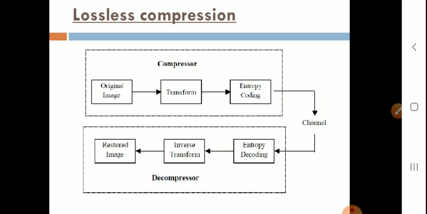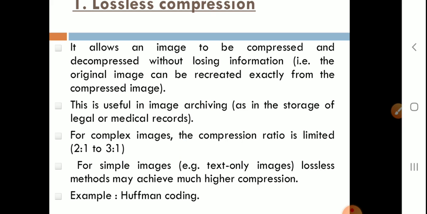On the receiver side the decompression is to be done. It is the opposite of the compressor: the opposite of the entropy coding, and the opposite of the transformation. So entropy decoding is performed, then an inverse transform is performed using the Fourier transform or some other method, and then we can restore the image to its original form. So lossless compression mainly reduces the image size without compromising the important information.